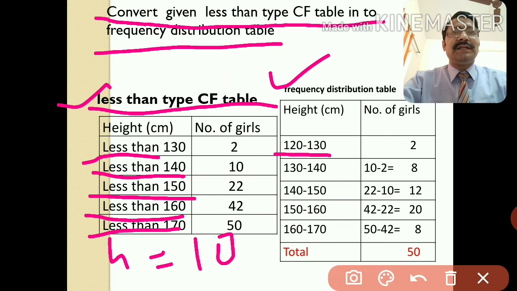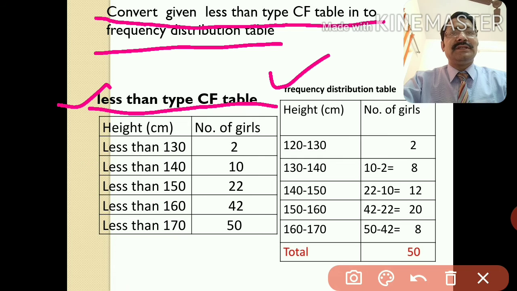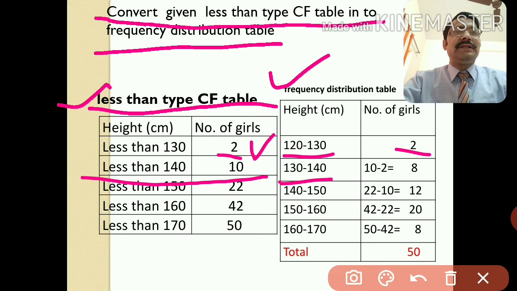After that you have to write the frequency. Look here, less than 130 is 2, so you write 2 as it is. Now less than 140 is given as 10, and for 130 to 140 we subtract these 2, so you get 8. Now less than 150 is given as 22, and for 140 to 150 you subtract 10, so 22 minus 10 is 12.